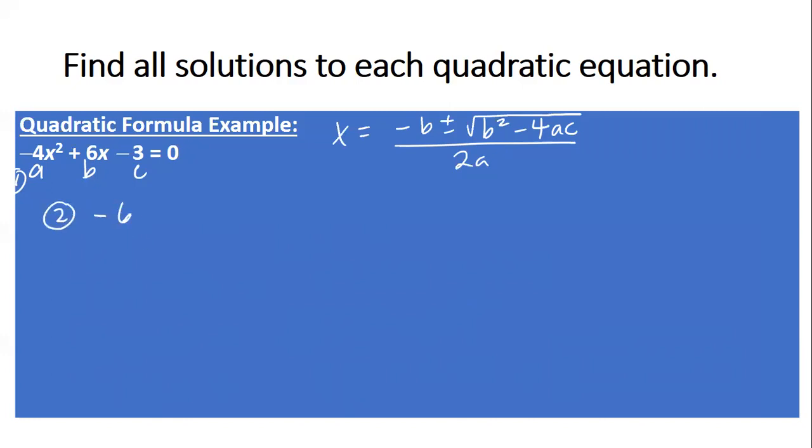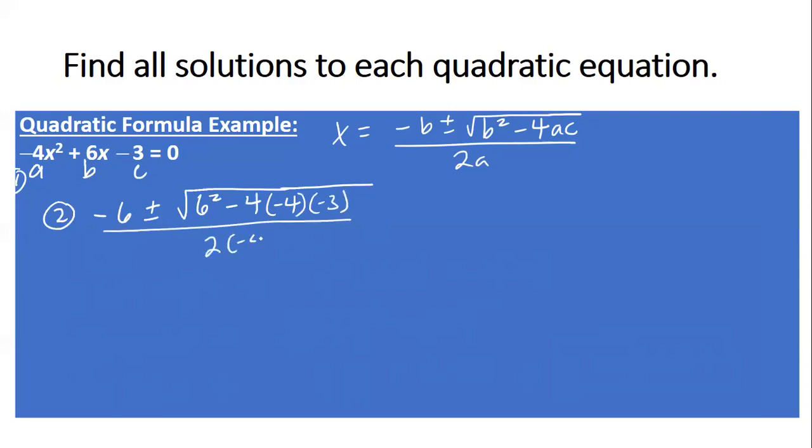So I have -6 plus or minus the square root of 6 squared minus 4 times -4 times -3, divided by 2 times -4. Are there any questions about where everything was plugged in at? And then step 3 is you just simplify. You start cleaning all of this up.